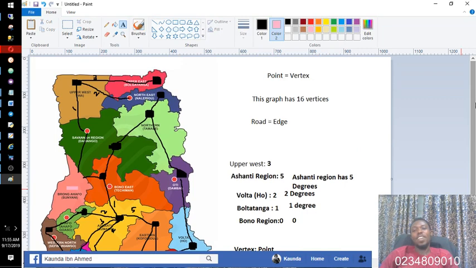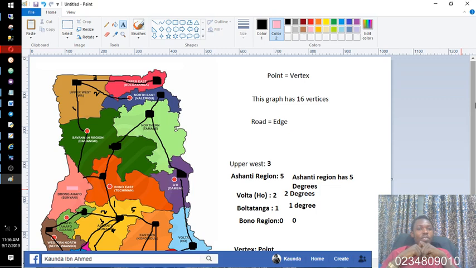From Upper East, I can go to Upper West, and from Upper West I can come to Upper East. From Upper East I can go to the Northeast. From Northeast I can go to Upper West. From Wa I can come to Savannah, then Damongo, and from Damongo I can go back to Wa. It's a two-way affair. It's not one-way traffic. When there is that two-way, then that means your graph does not have direction.